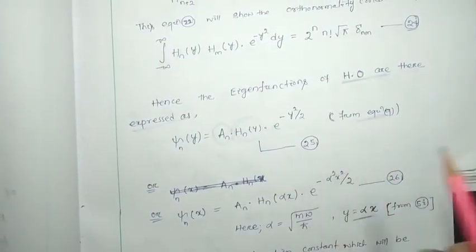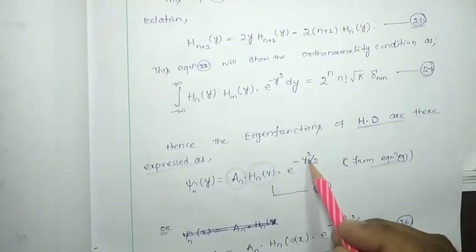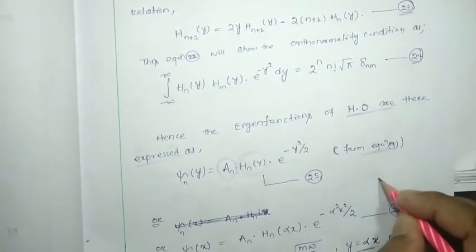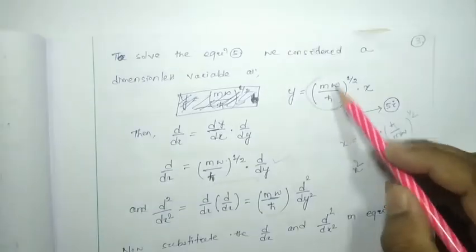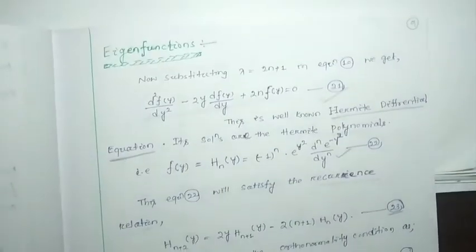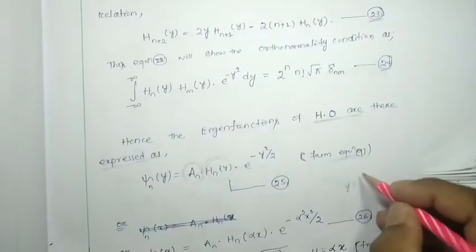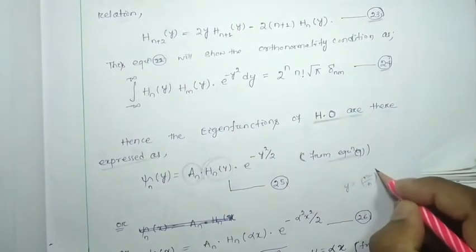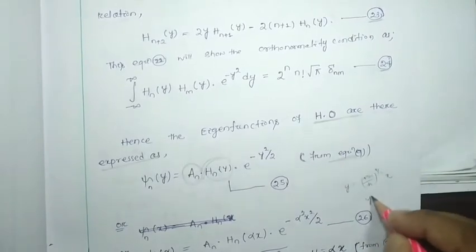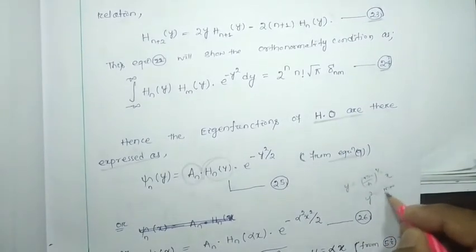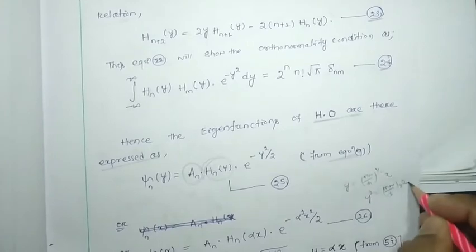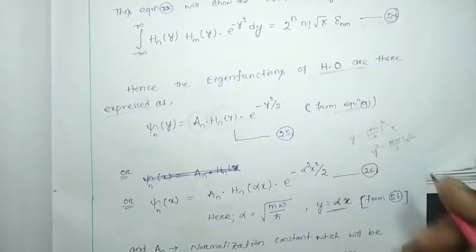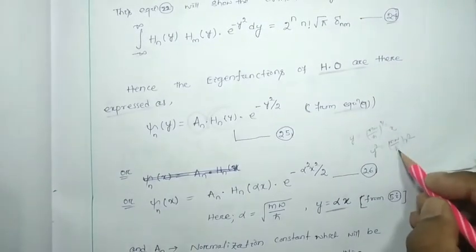If we are going to write, instead of x, y equal to root over m omega by h cross into x, then y square will be m omega by h cross into x square, and here we have considered that m omega by h cross is alpha.